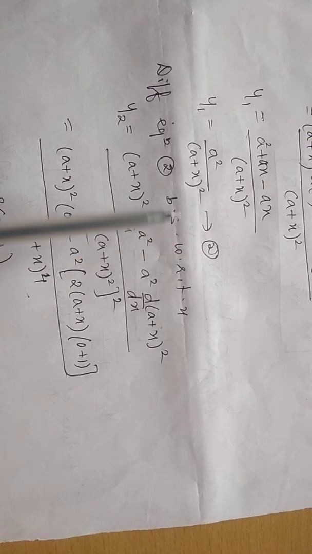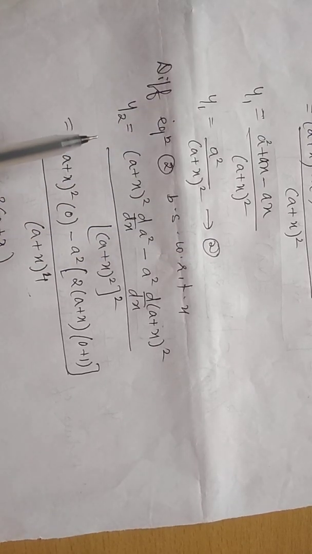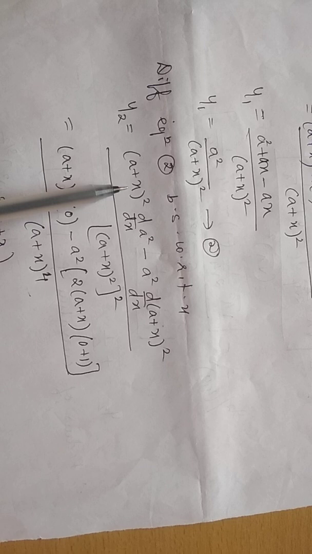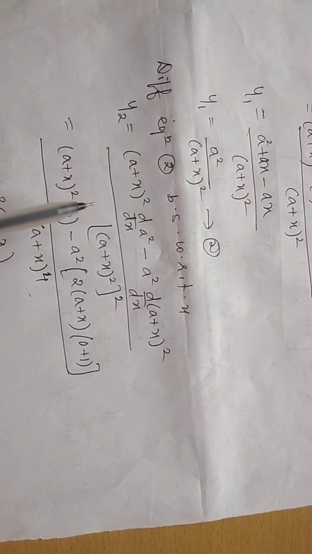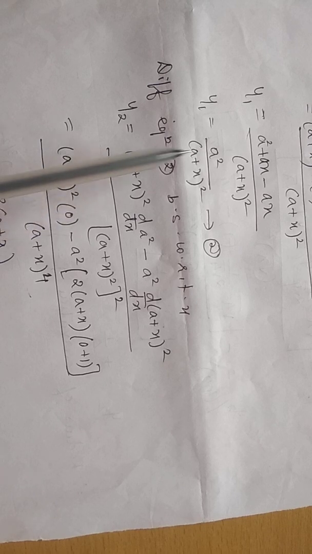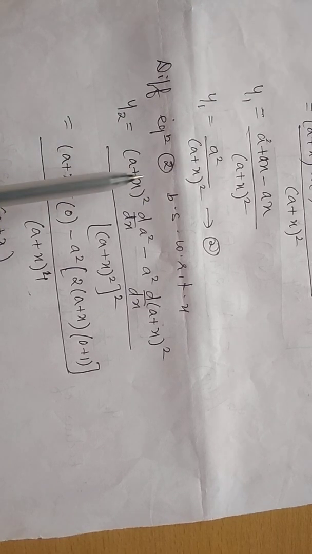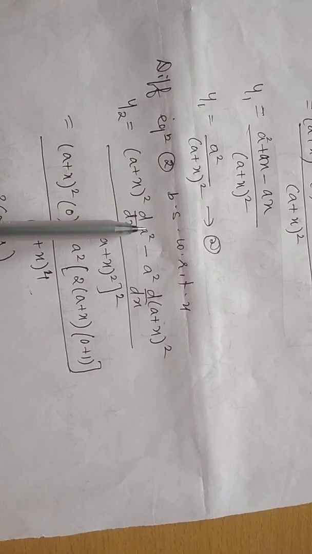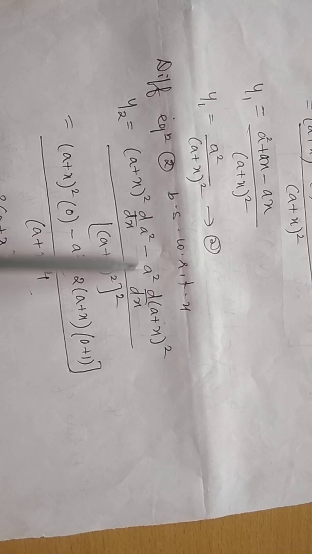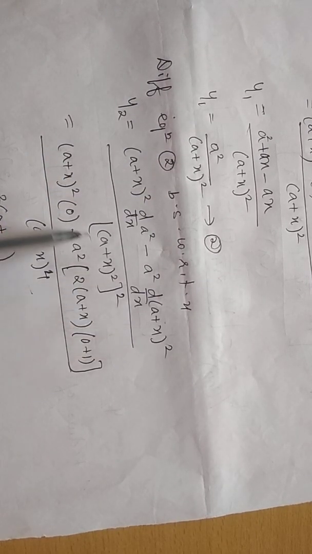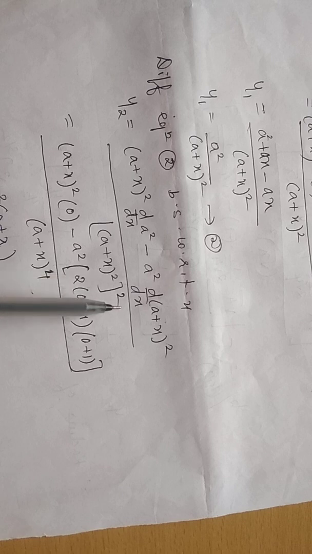Similarly, I will now find y2. To get y2, I am going to differentiate equation 2 with respect to x. The derivative of y1 is y2. You can apply the u by v rule, or those who are very familiar with composite differentiation can go with that. I will explain by the u by v rule. Though there is no x term in the numerator, I will apply the u by v rule here: (a+x)^2 as it is, derivative of a^2, minus a^2 as it is, derivative of (a+x)^2, upon ((a+x)^2)^2.